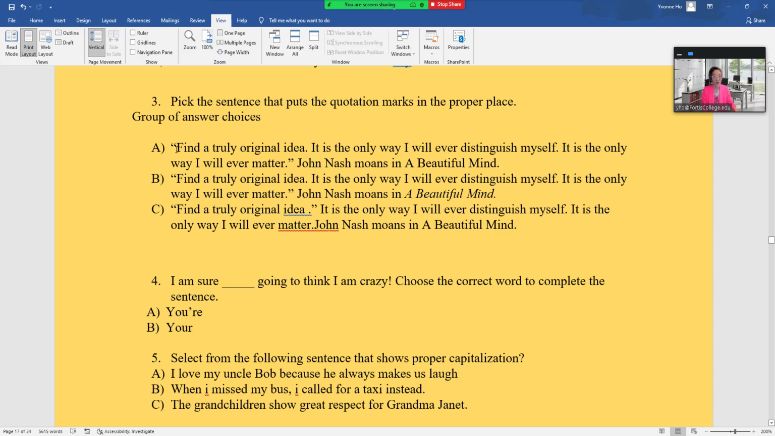A. Okay, it's got a beginning quotation mark, and it's got an ending quotation mark. Uh-oh, but "A Beautiful Mind" is not italicized. Remember, we have to italicize, so A is wrong. We got to italicize the movie titles and the book titles. Find a truly original idea. It is the only way I will ever. So here you have a beginning quotation mark, an ending quotation mark, and the title is italicized. B is the correct answer.